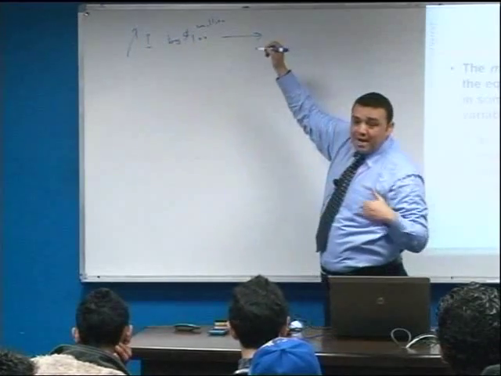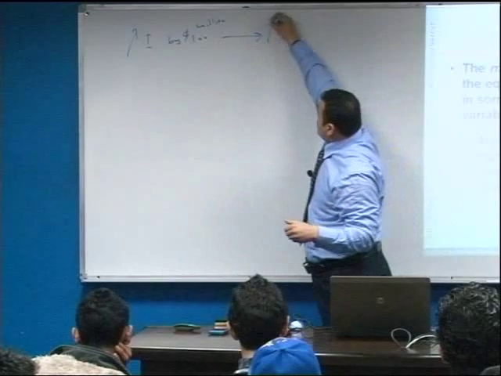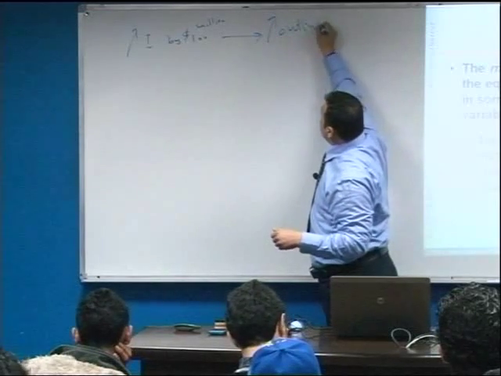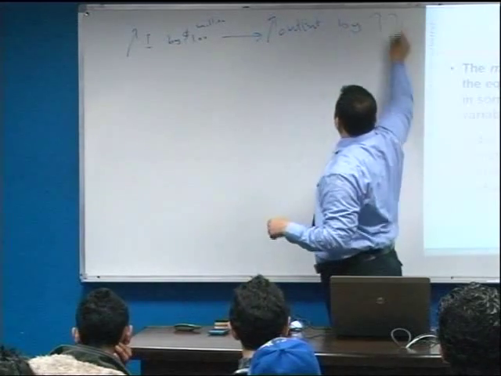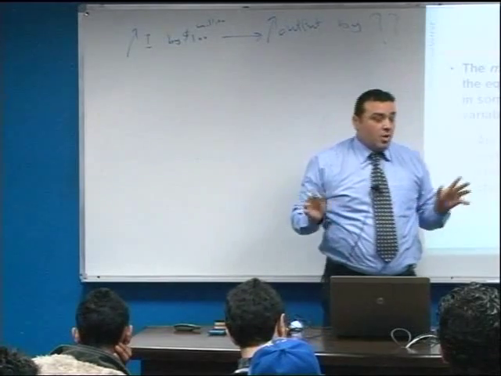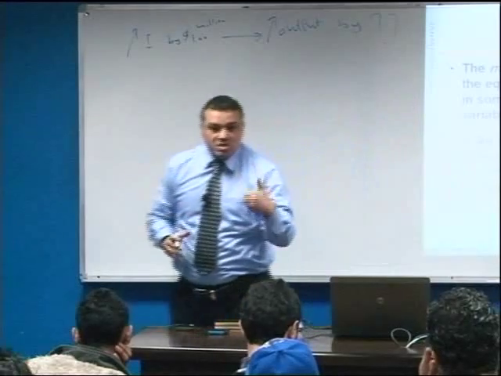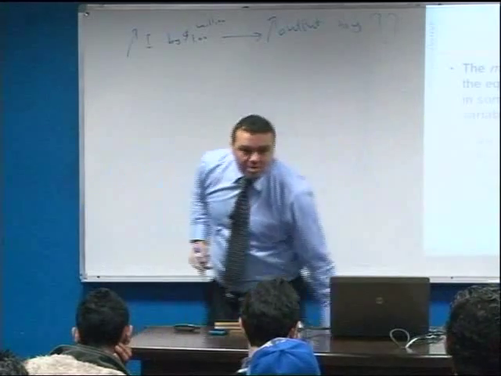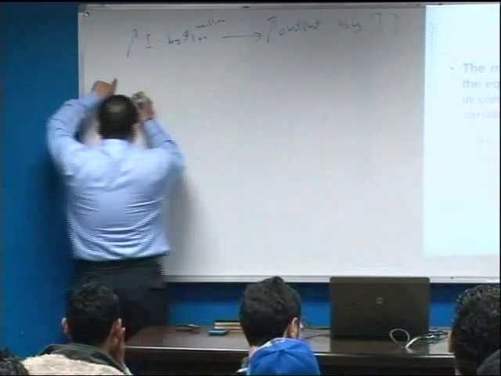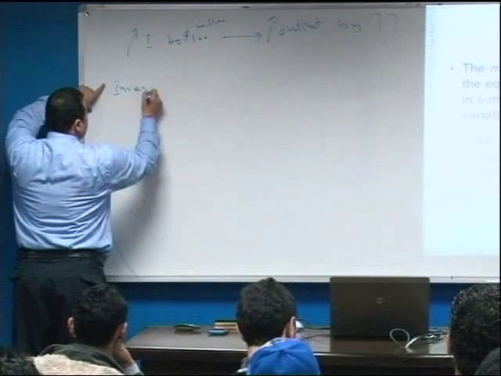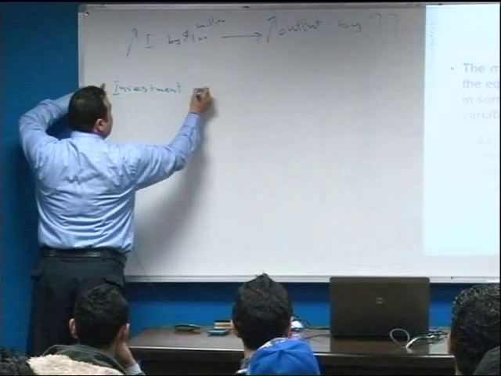And what should happen to aggregate output? It would increase. By how much? No, with a larger amount. But by how much? This is the question. So the multiplier, in this case, is called the investment multiplier.